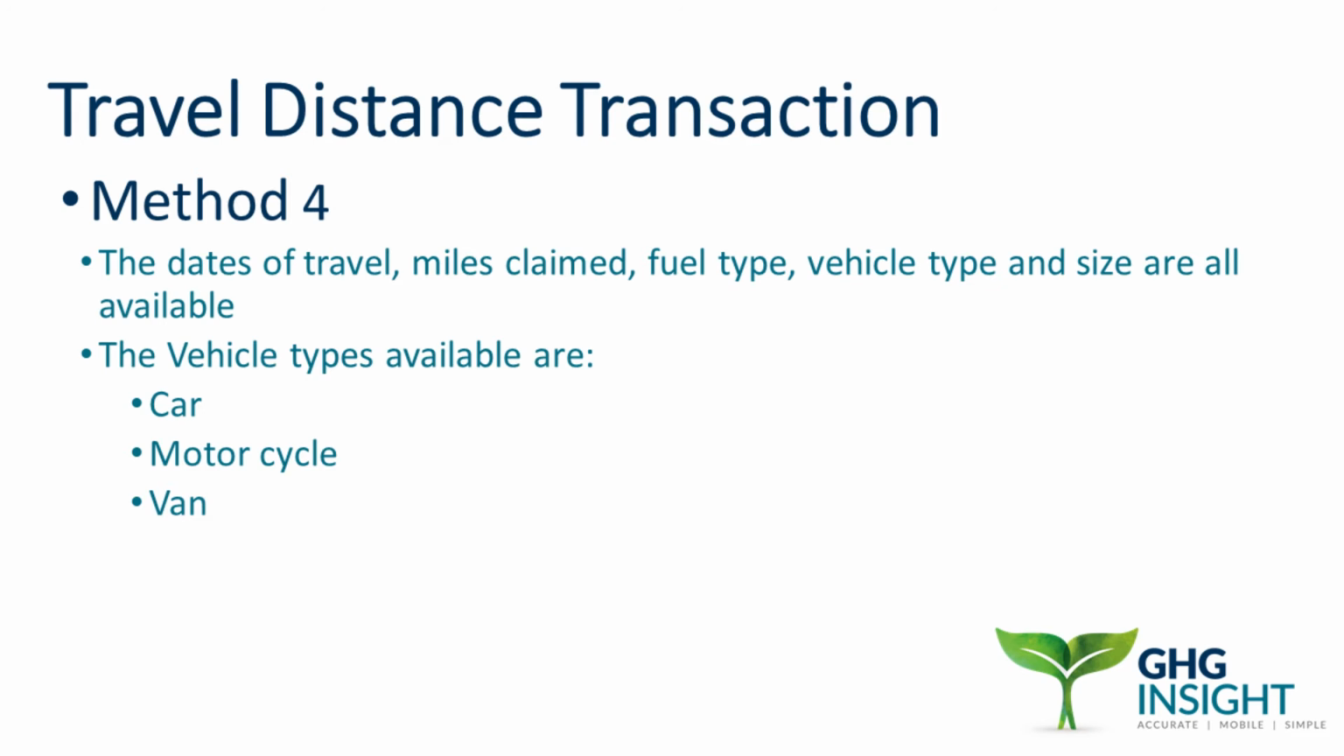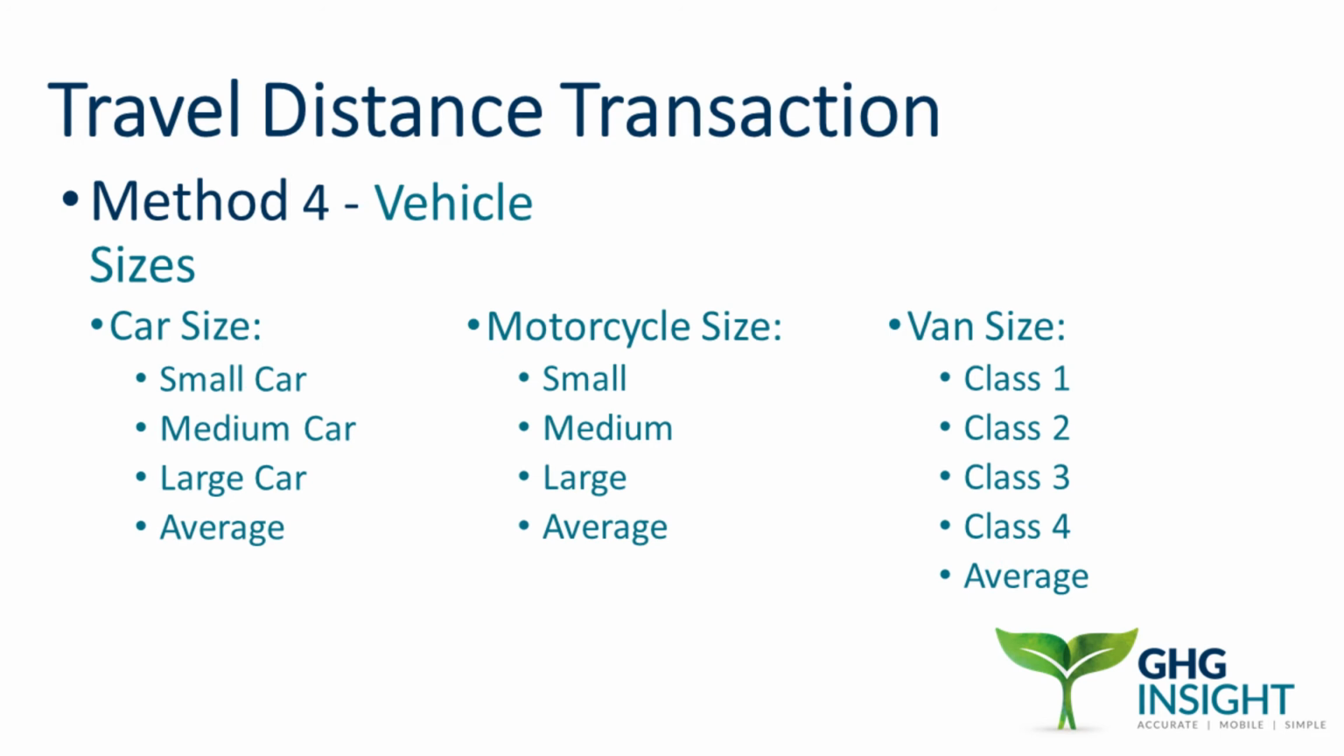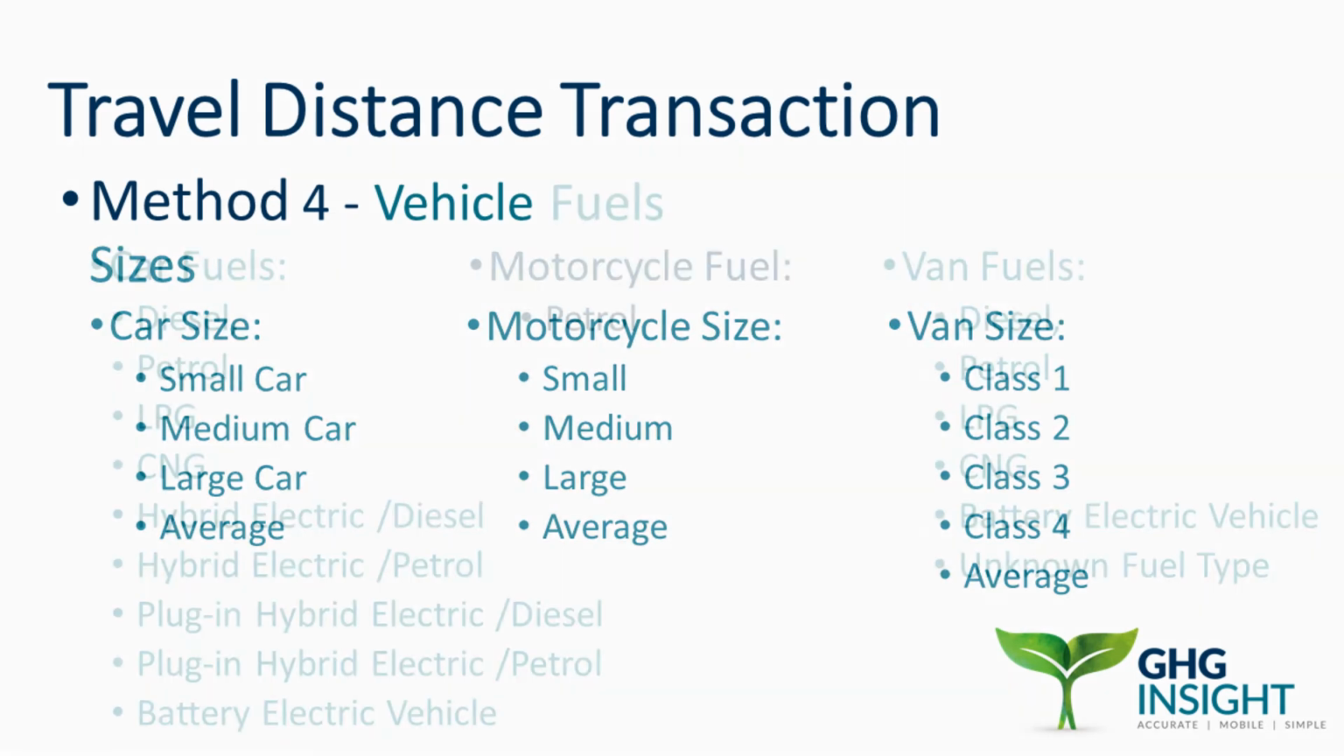The vehicle types available are car, motorcycle and van. For car, you have small car, medium car, large car and average. For motorcycle, you have small, medium, large and average. For van, you have Class 1, Class 2, Class 3, Class 4 and average.